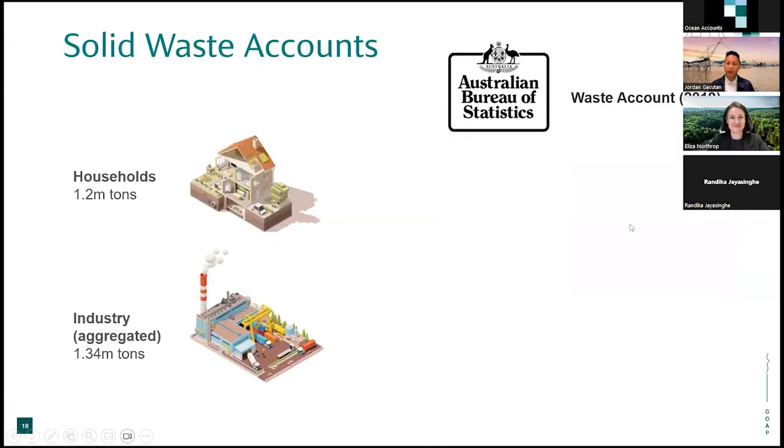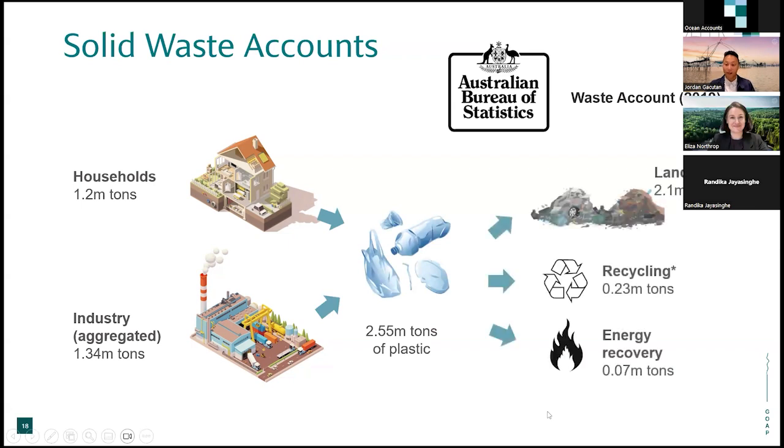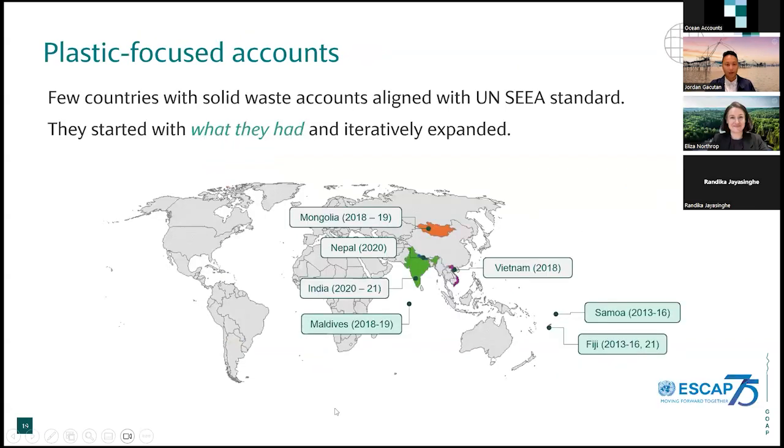And so just to give you an example, these are the waste accounts from Australia in 2019. And this is for plastics specifically. So they estimated that 1.2 million tons came from households and 1.34 million tons came from the aggregated amount across industrial sectors. And so that's 2.55 million tons of plastics produced in that year. And then they could estimate how much was going to landfill, recycling, and energy recovery. And other countries have produced accounts, waste accounts, some which have disaggregated or separated the specific plastic component in their waste account.